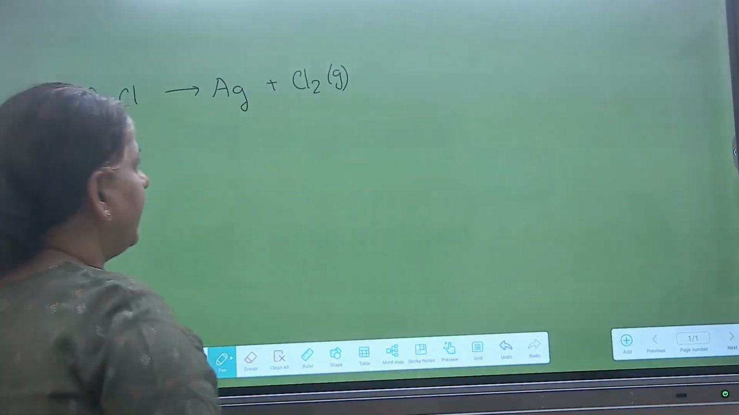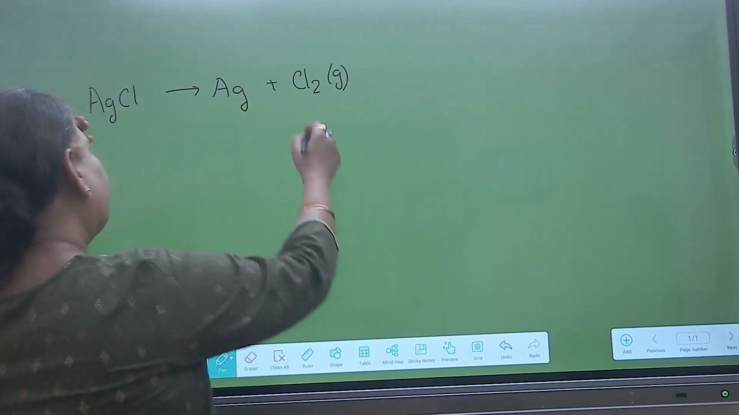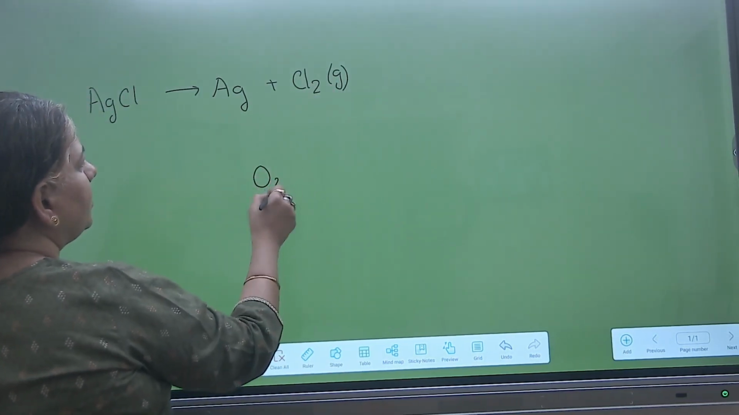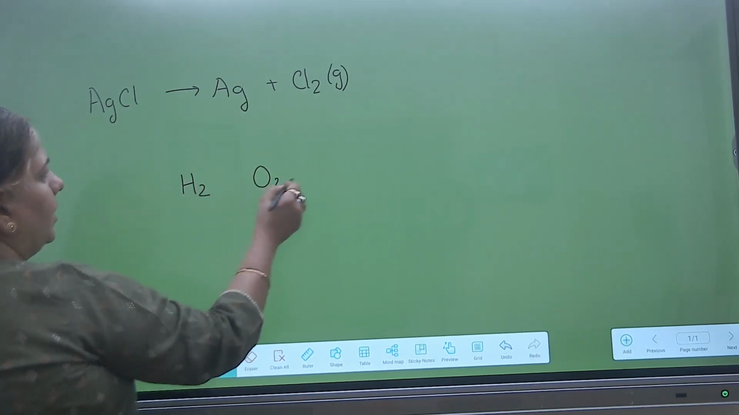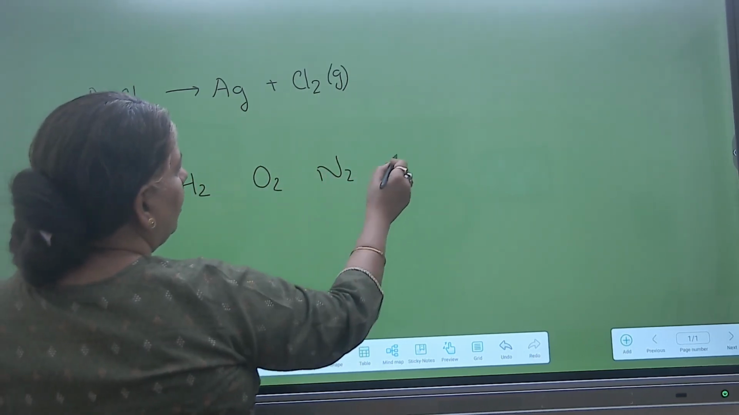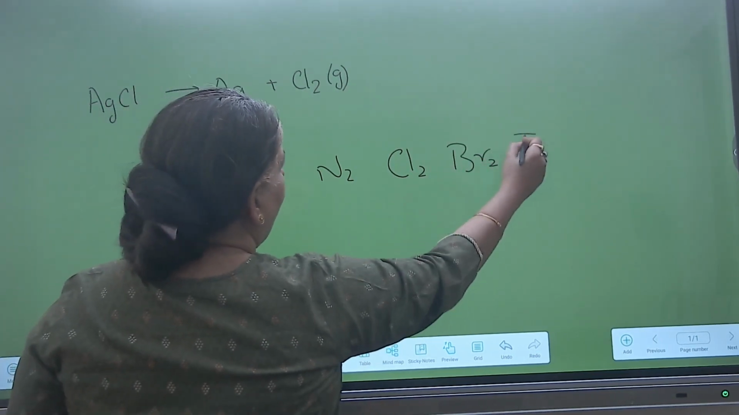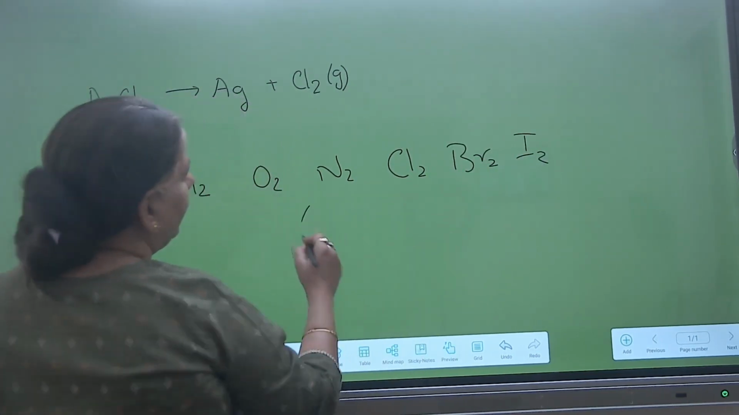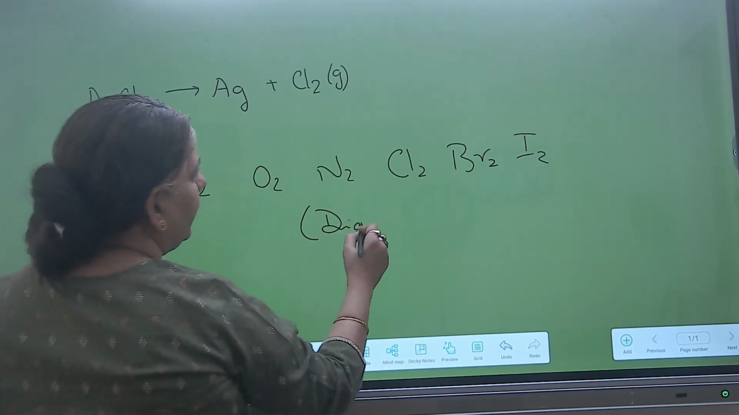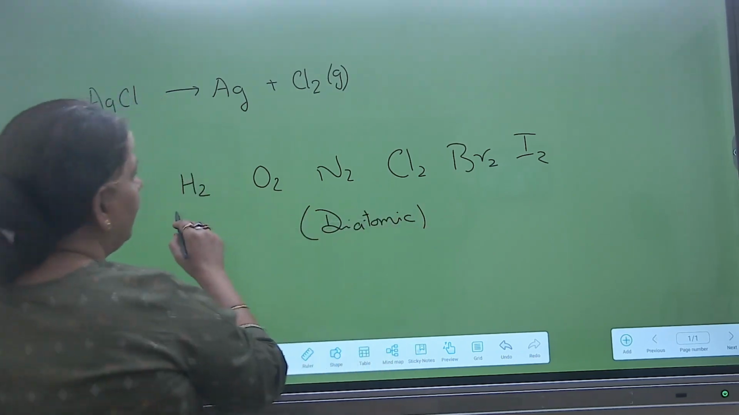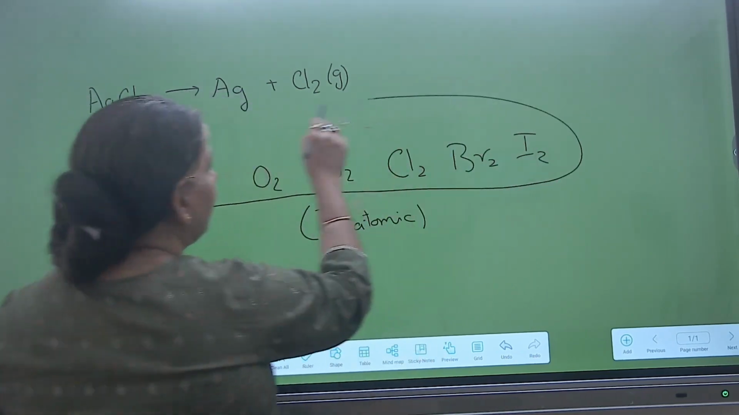See, it is a diatomic gas. Like hydrogen, oxygen, nitrogen, chlorine, bromine. These are all gases which are diatomic. So you must remember this. These are all diatomic gases.